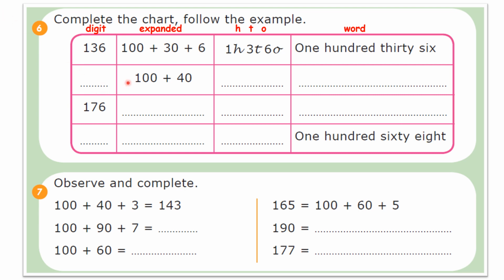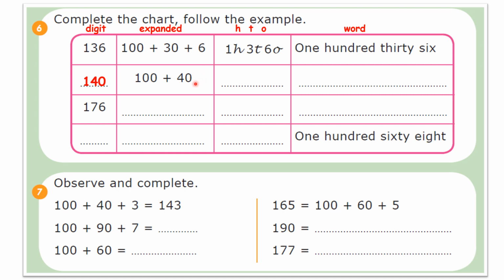So to write this number in digits, it will be, yes, 140. This one is the 100. 4 in the tens place because we have 40. 0 in the ones place because I don't have ones.